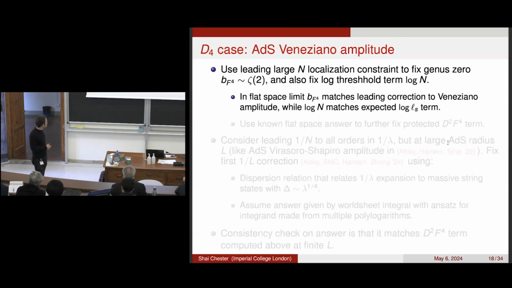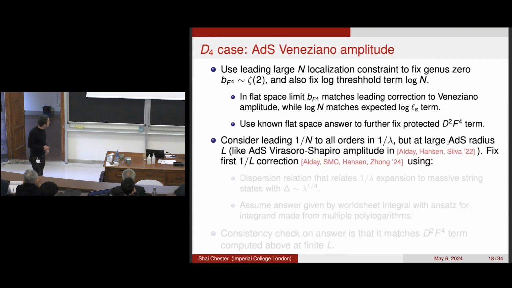And then as a consistency check, you can take the flat space limit, and this should match what you expect from the 8-dimensional world volume, which is actually equivalent to the Veneziano amplitude. Because the Veneziano amplitude is just scattering of gluons at leading order, and that's exactly what we have. And so indeed, the F^4 term matches the Veneziano amplitude. Similarly, the log N term matches the expected logarithmic divergence in 8 dimensions. Furthermore, it turns out that the next correction, D^2 F^4, is also protected. That was known in flat space, and you could use that to fix the AdS D^2 F^4.